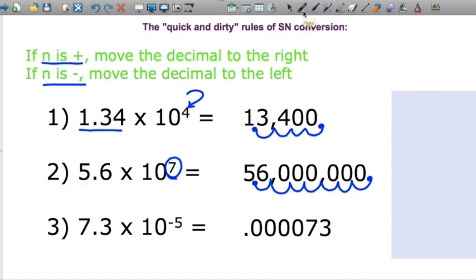And then 7.3 times 10 to the negative 5th. So in this case, I'm getting a lot smaller, 10 to the negative 5th. But still, I want to make sure that my number ends up being between 1 and 10 when converting from one direction to the other. 1, 2, 3, 4, 5. That's how many times I had to move the decimal in order to get to a value in scientific notation.